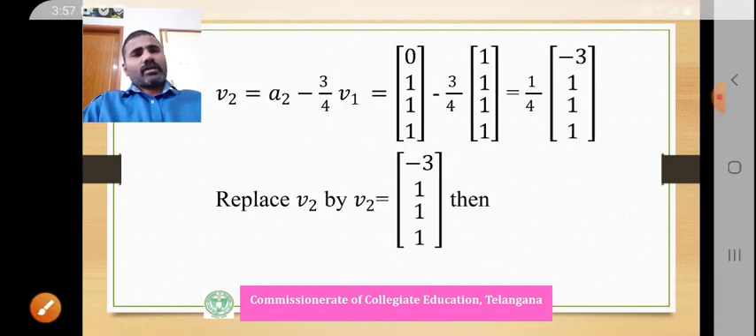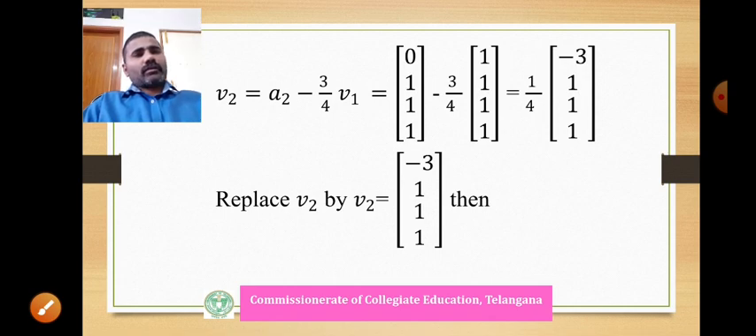Then V2 is given by (0 1 1 1) minus 3 by 4 into (1 1 1 1). This is 0 minus 3 by 4, 1 minus 3 by 4, 1 minus 3 by 4, and 1 minus 3 by 4, that is 1 by 4 for all. So 1 by 4 comes out of the matrix. That's why the second orthogonal vector is (minus 3 1 1 1). This is the second orthogonal vector.